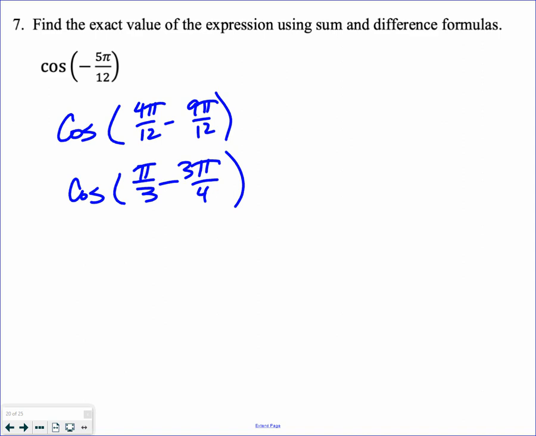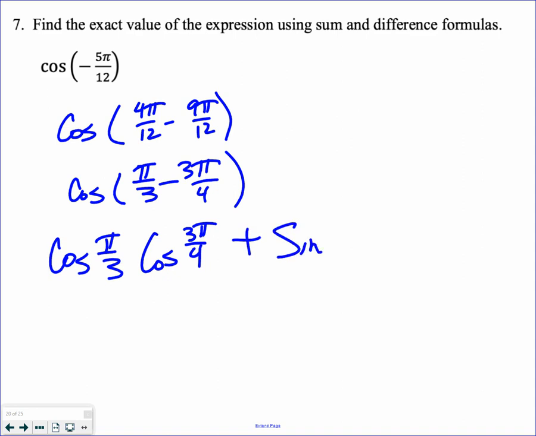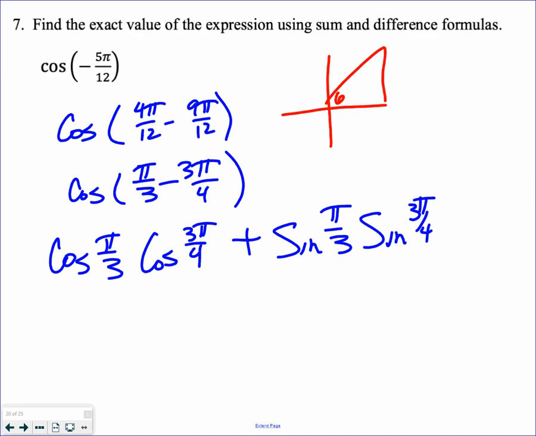Using my trig identities, I have this cosine with a minus, so this is cosine of the first angle, cosine of the second angle, plus sine of the first angle, sine of the second. So now I'm going to draw both of those. So I need a pi over 3, which is in the first quadrant, 60-degree reference angle. And then I need to draw 3/4 pi, which is in the second quadrant, 45-degree reference angle, which is a 1, -1, square root of 2.